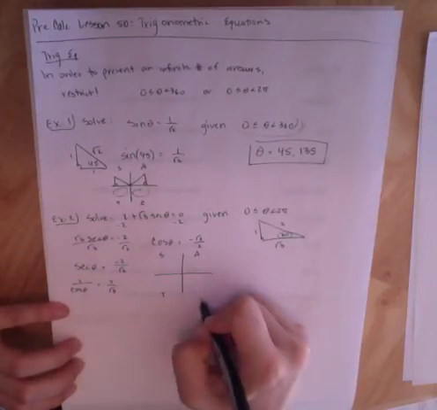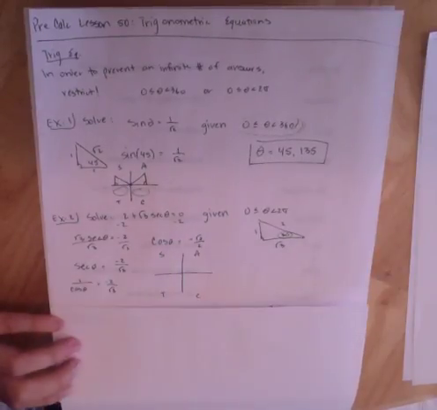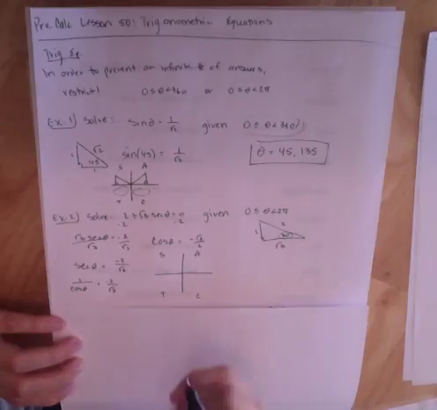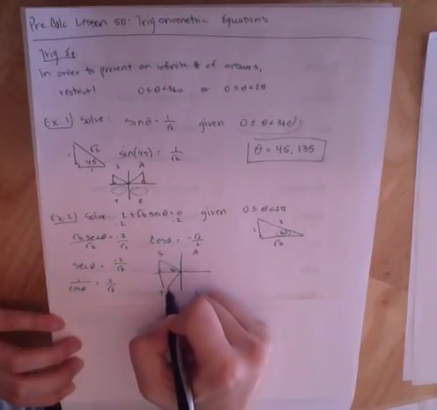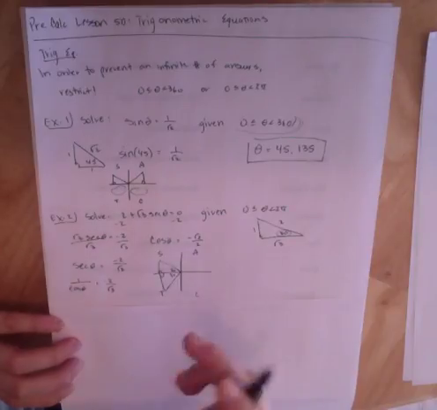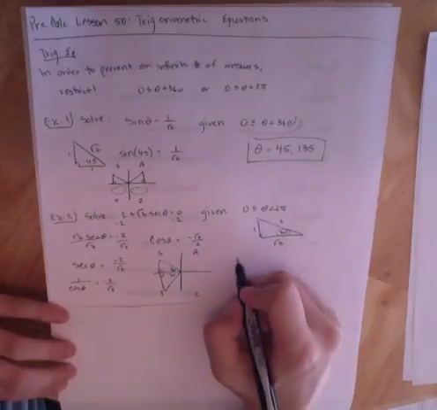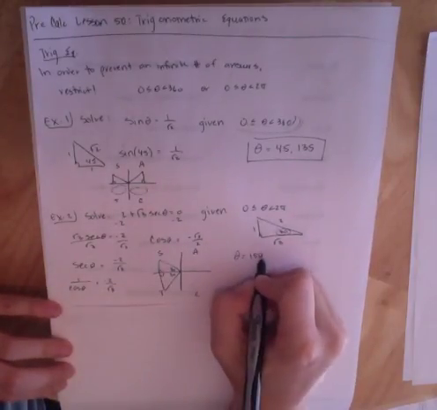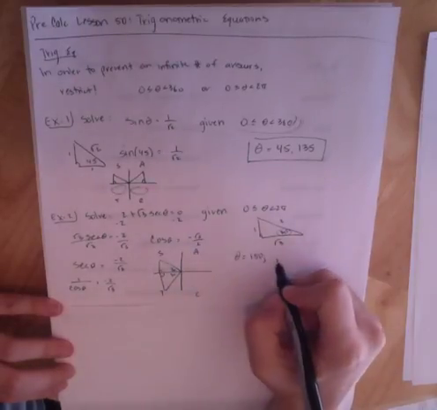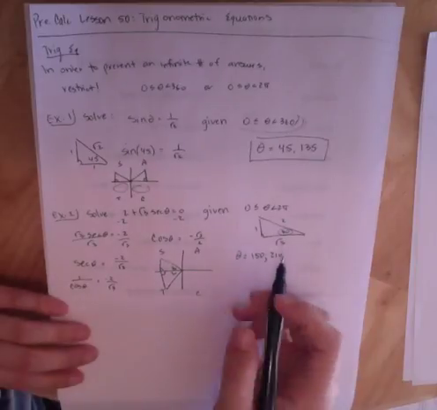But we have to look at this negative. All students take calculus. We know we're not going to be in the first and fourth quadrants. We know we're going to be over here. We want the 30 degrees here and 30 degrees here, so that cosine is negative. Now, I can say theta here will be 150, or 180 plus 30 gives me 210. That is not my answer though.